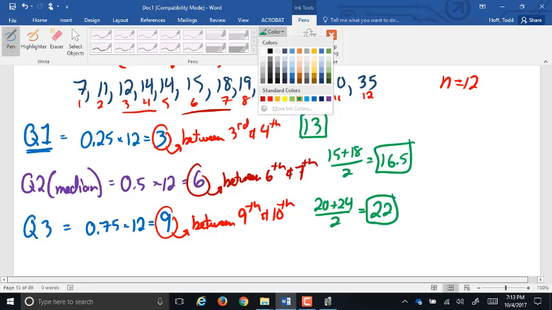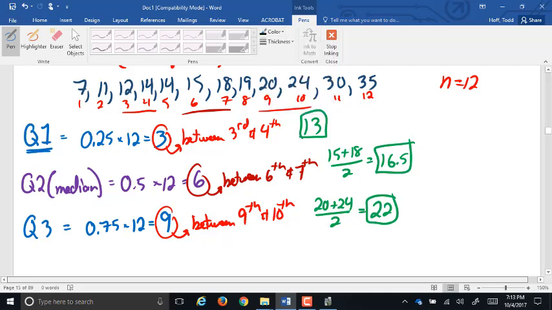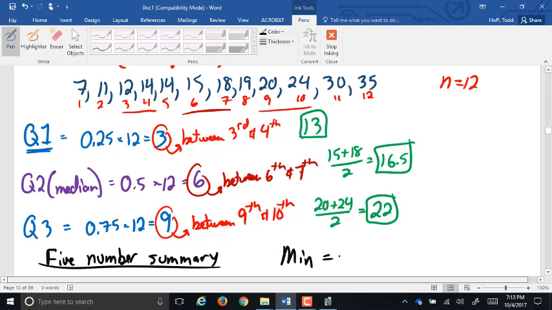So what does this mean? Well, this is actually part of something called the 5-number summary. The 5-number summary is those 3 numbers plus the minimum. What would be the minimum in this data set? 7. And the maximum. What would be the maximum in this data set? 35.